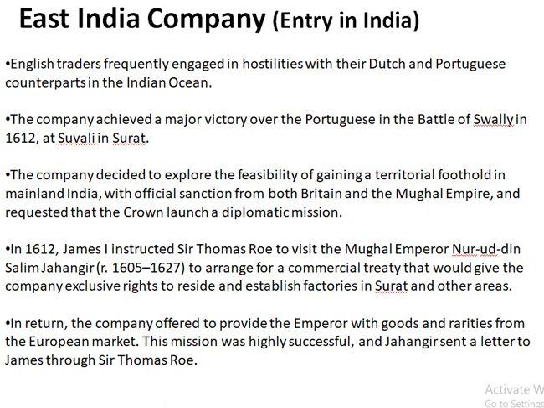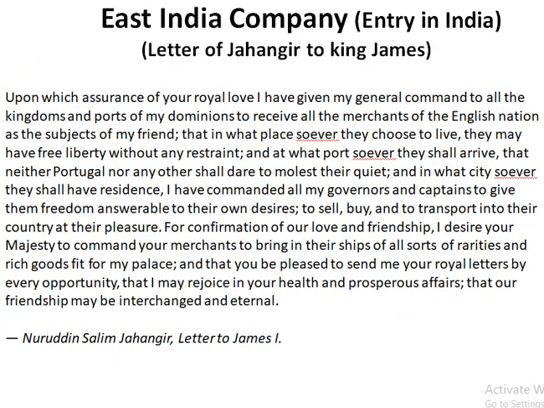In return, the company offered to provide the emperor with goods and rarities and very precious things from the European market. This mission was highly successful, and Jahangir sent a letter to James through Sir Thomas Roe. And what was written in that letter? Let's see, this was the letter which was sent by Jahangir.